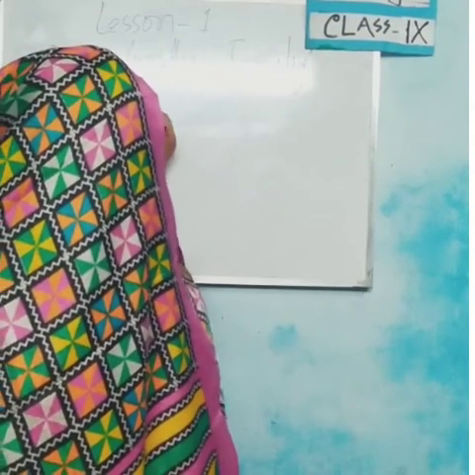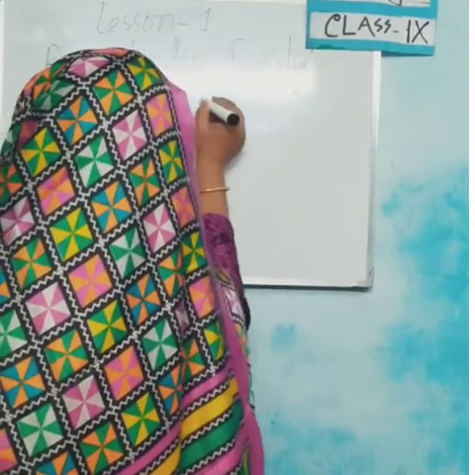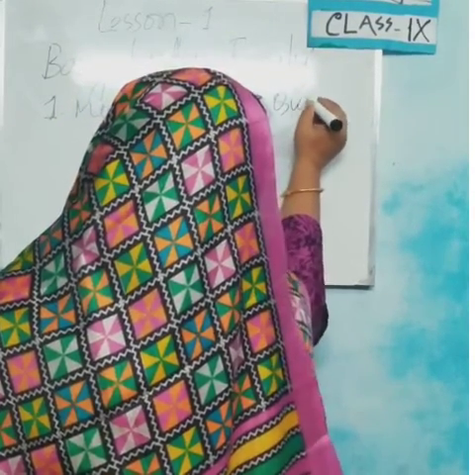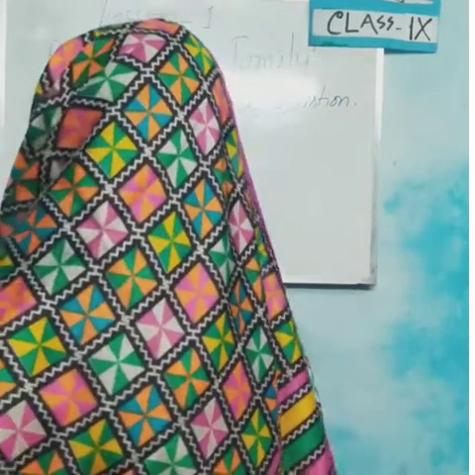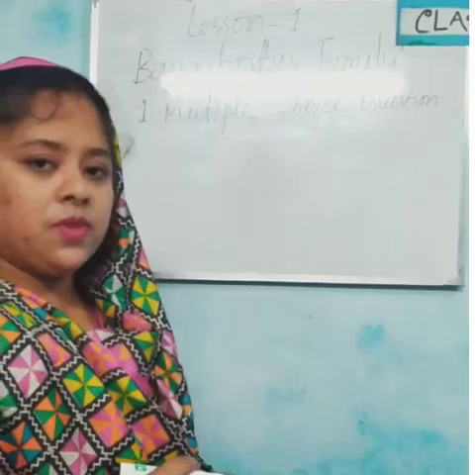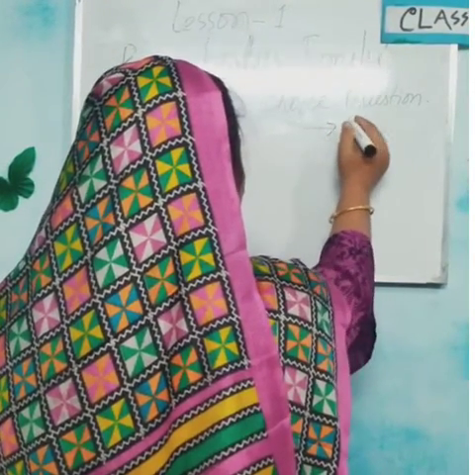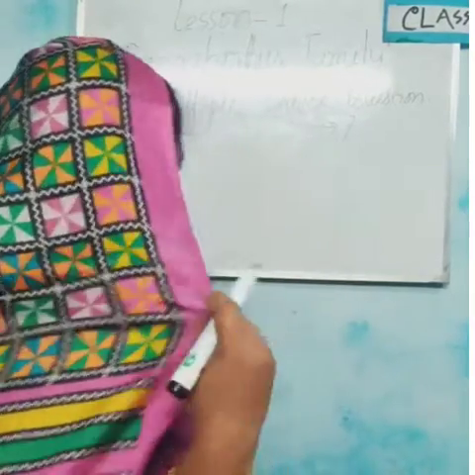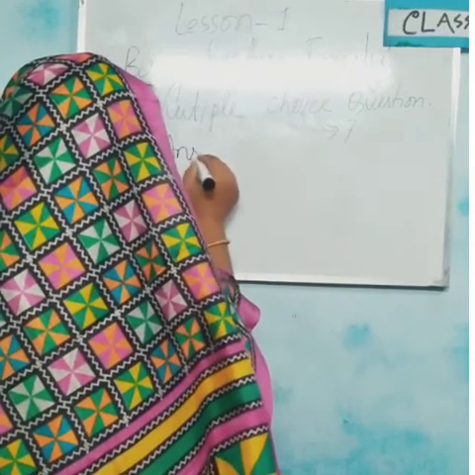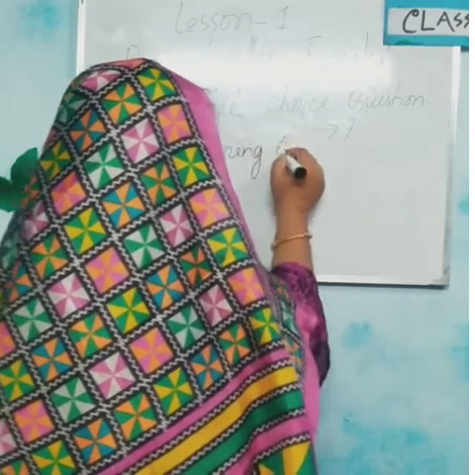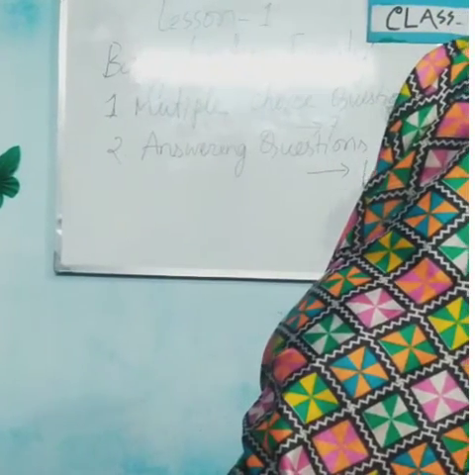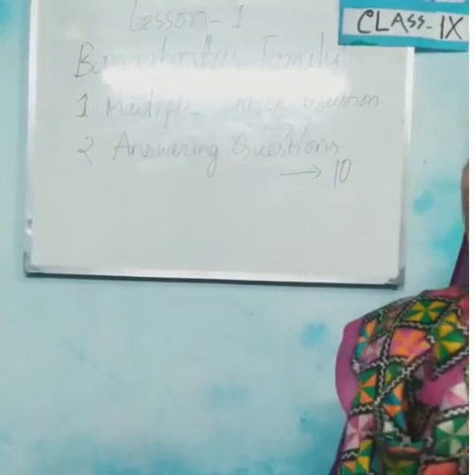Question 1, multiple choice question. Here, you are asked to choose the correct answer from the alternatives. And there will be 7 multiple choice questions for 7 marks. Next, question 2. Here we have to answer for 10 marks, and there will be 5 questions.